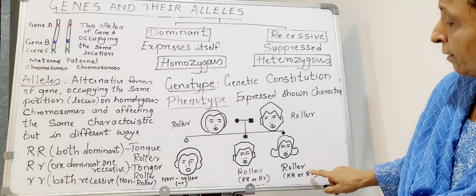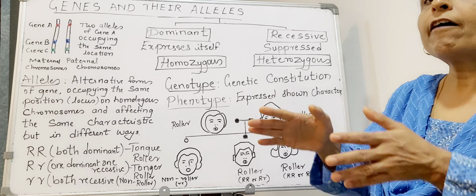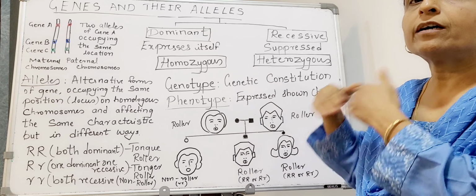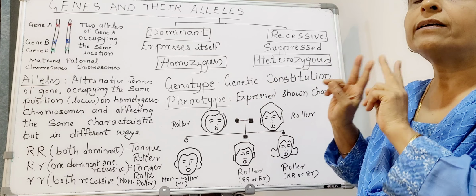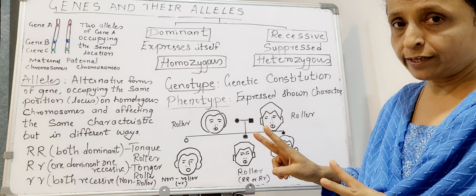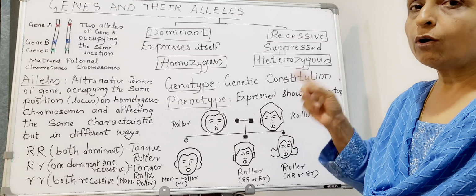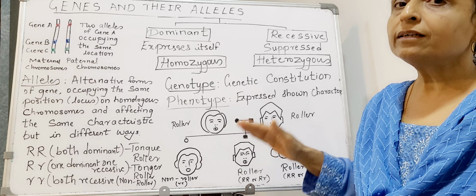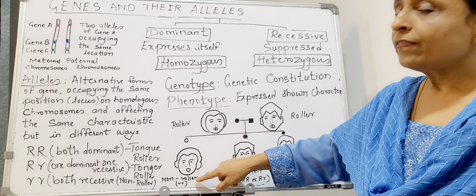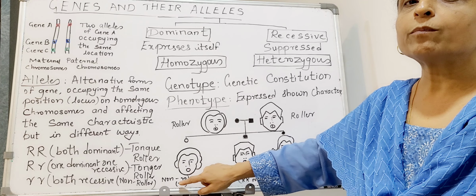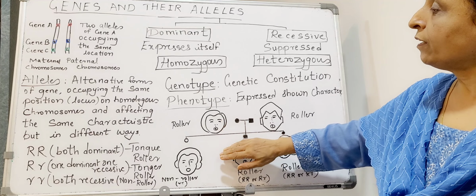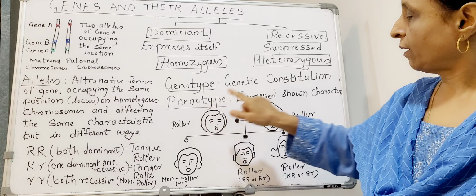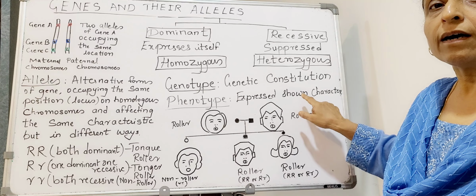Here again the other progeny is a roller. It can have two capital R or one capital and one small r. So they have a rolling tongue, and their genotype can be of two types: one capital and one small, or both capital. And since this child cannot roll the tongue, it is a non-roller with genotype small rr. So the probability is that both the parents had one big R and one small r.